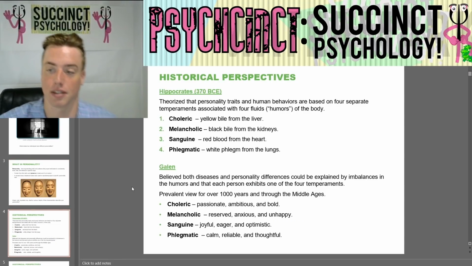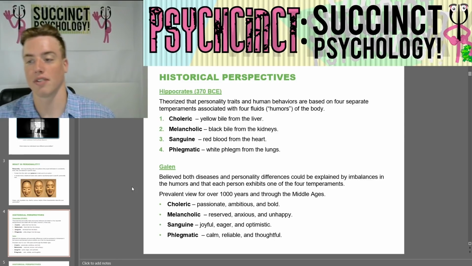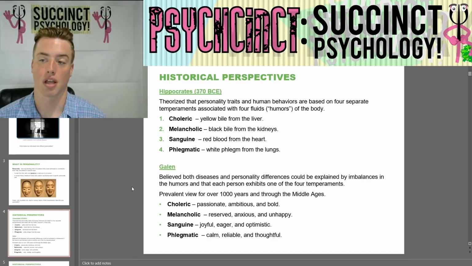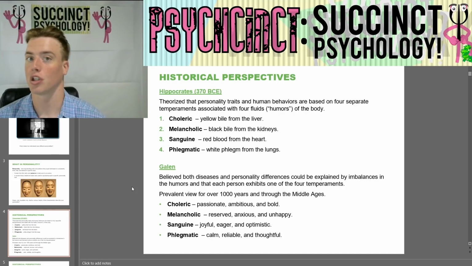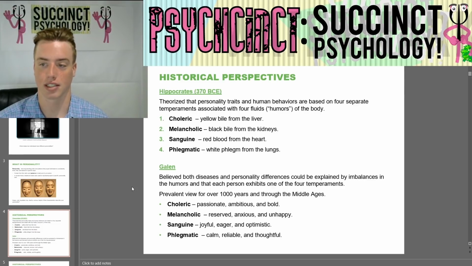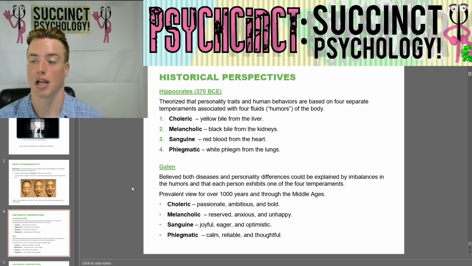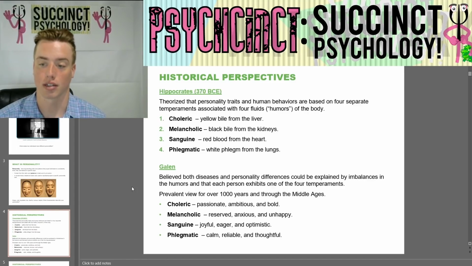Historical perspectives. So Hippocrates in 370 BCE theorized that personality traits and human behaviors are based on four separate temperaments associated with four fluids or humors of the body. You had choleric, which is yellow bile from the liver. That's how you got your personality. Kind of gross. Melancholic was black bile from the kidneys. Sanguine is red blood from the heart, and phlegmatic is white phlegm from the lungs.